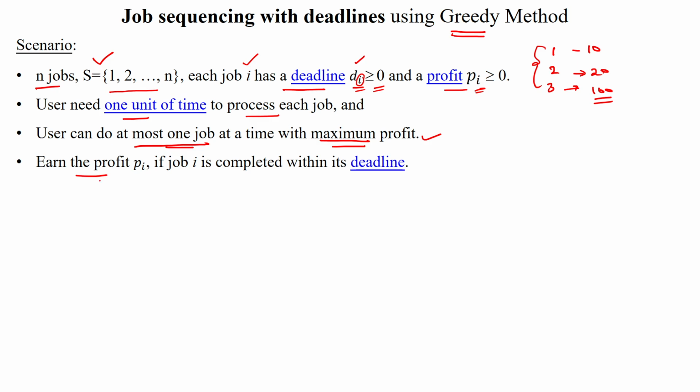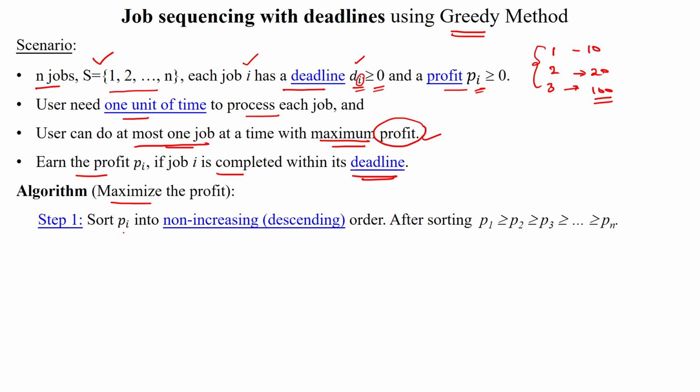Here we earn the profit if job I is completed within the deadline. So the profit can be earned only if the job is completed within the deadline. Beyond the deadline, if the job is carried out, then you cannot earn the profit. The algorithm here is using the greedy approach, always maximizing the profit, a maximization approach.